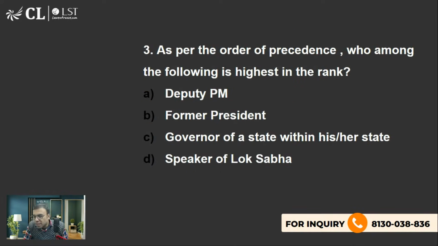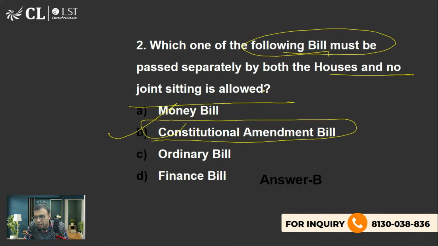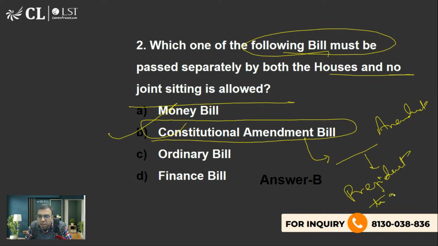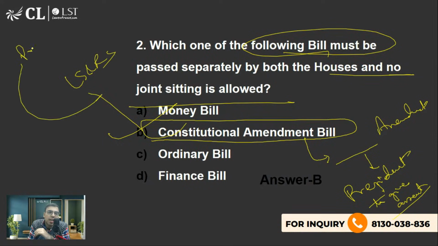The next, I hope it is clear, Hannah. So that is what you should be knowing about. And one more thing: after which amendment of the Indian Constitution was it made compulsory for the president to give assent to a constitutional amendment bill? Anyone? After which amendment was it made compulsory that if a constitutional amendment bill is passed by both the houses and goes to the president, the president must pass it?